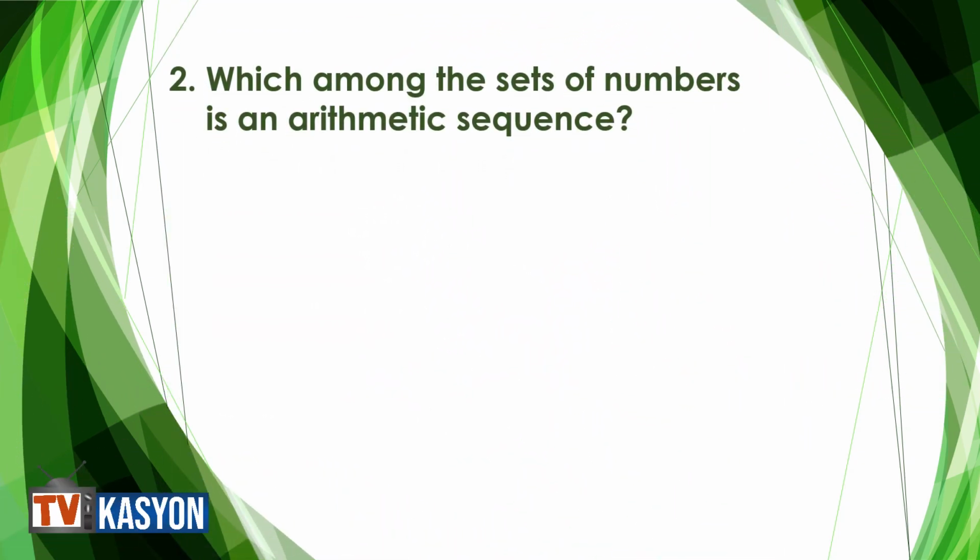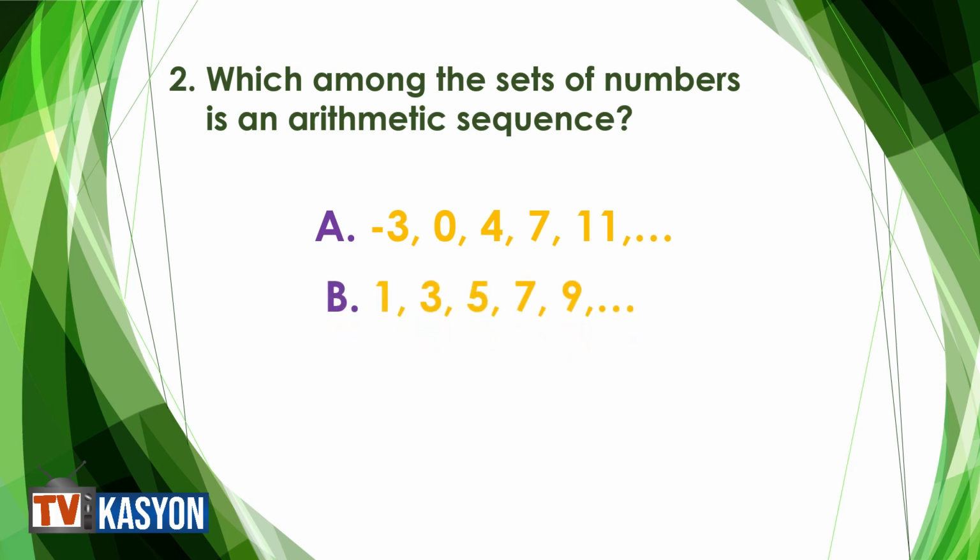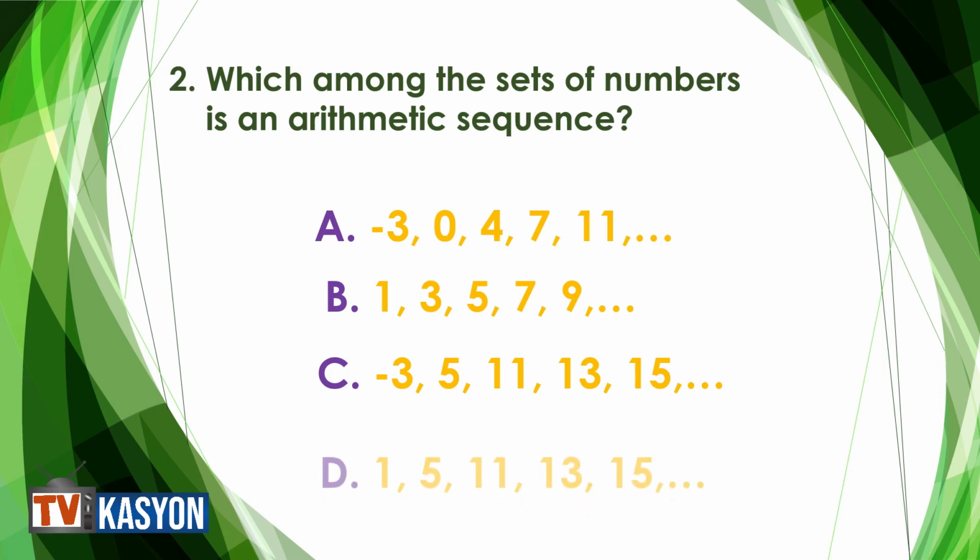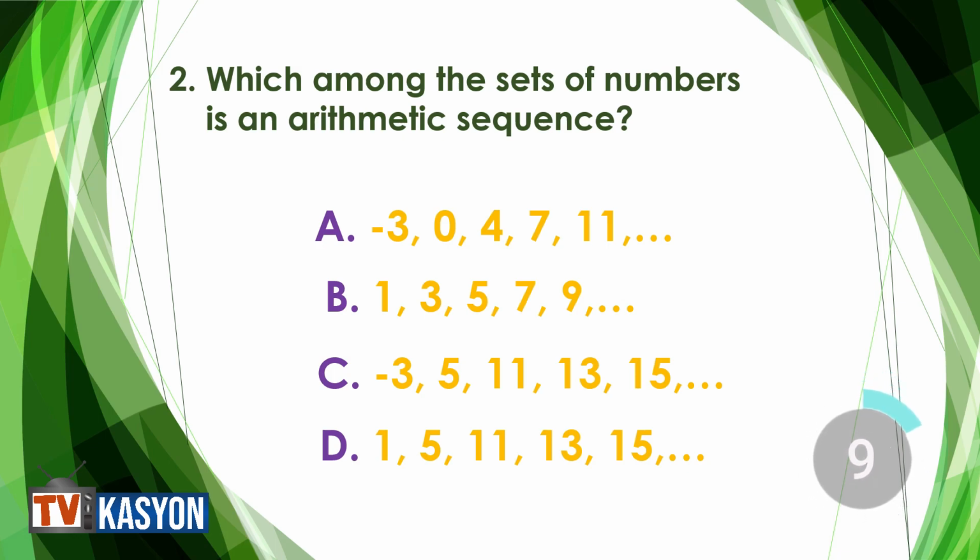Number 2. Which among the sets of numbers is an arithmetic sequence? A. -3, 0, 4, 7, 11. B. 1, 3, 5, 7, 9. C. -3, 5, 11, 13, 15. Or letter D. 1, 5, 11, 13, 15.